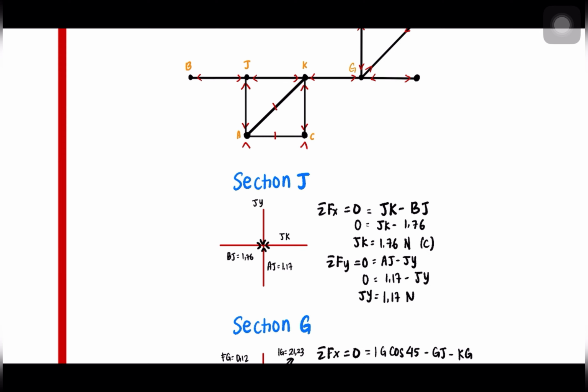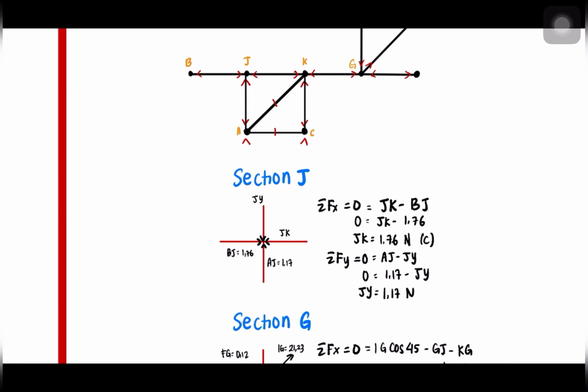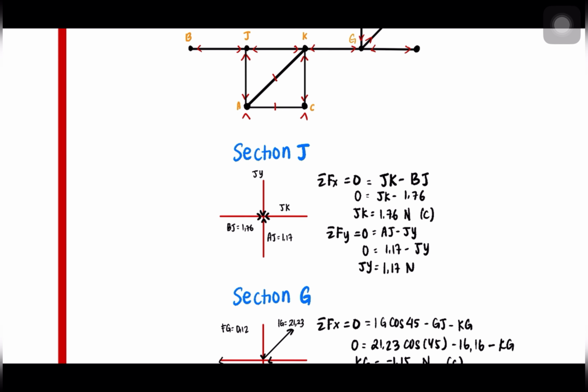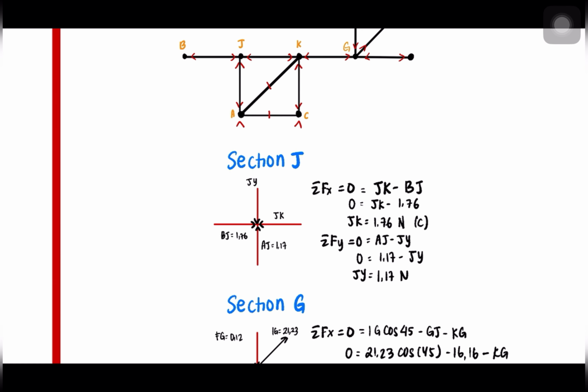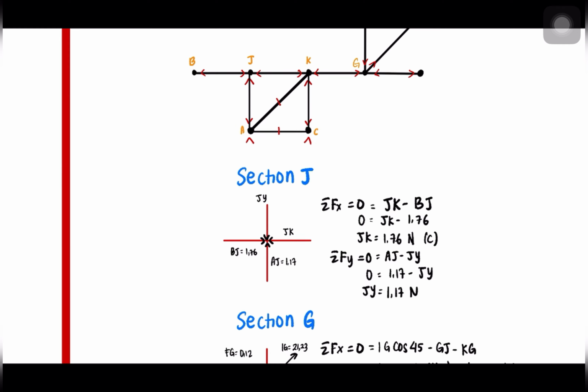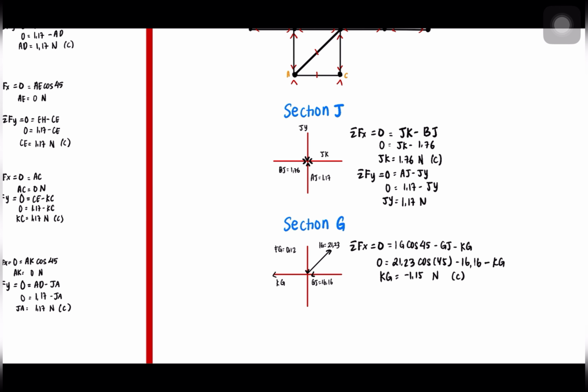Now for sigma Fy equals 0, we need to put JY and AG. We need to put JY here because it will counter the force at AJ. So with that, we can find JY is 1.17 Newton, and it is going to the pin, so it is compression.